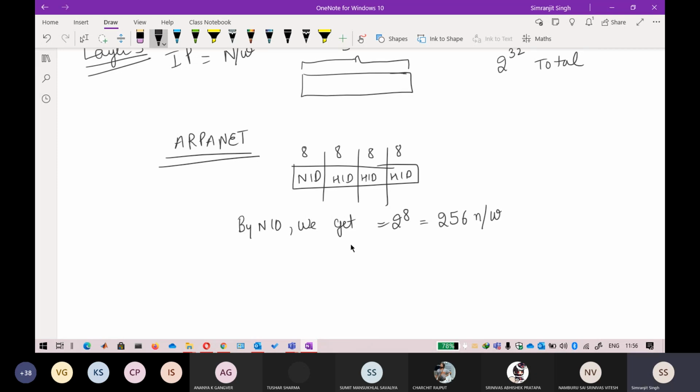Okay, so now I have to find the size of each host. If you understand this, this is your k bit and this is your n minus k. So what is n here? n was 32. So what is k here? K, you have chosen 8 bits and the remaining part is 32 minus 8, which is 24.